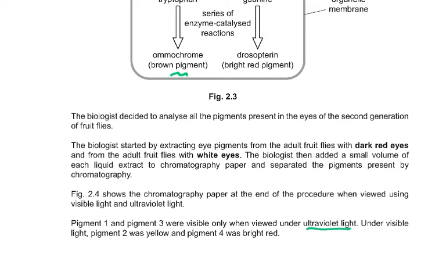1 and 3. Under visible light, pigment 2 was yellow and pigment 4 was bright red. Again, this information must be kept very, very clear in your mind when you're doing the rest of the question.